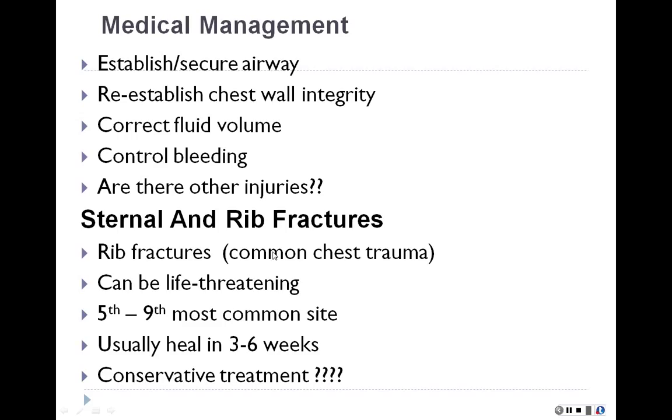So looking at ribs, that's the most common thing that gets broken on us, or in our chest anyway. Can be life-threatening, but generally it's not. Just hurts like the dickens. Very common, the 5th through the 9th are good sites to get broken. And they usually will heal in 3 to 6 weeks. Well, as you can imagine, that is very painful, and every time you take a big deep breath, it hurts. So conservative treatment would be maybe some NSAIDs, probably not aspirin because it might cause you to bleed, and a binder or some kind of a support around your chest to make it feel better. So that support is a real big deal. Okay.